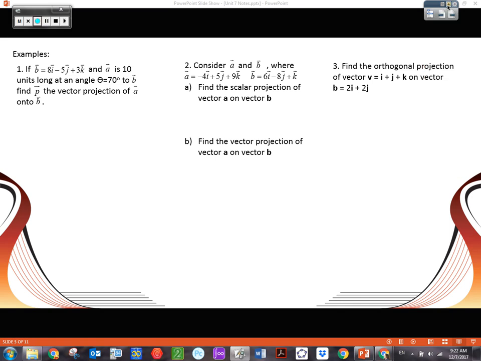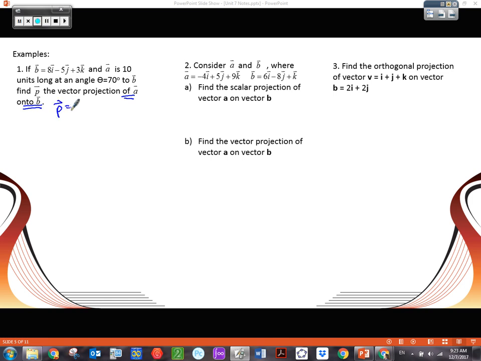Our first example, we have vector B. We're told that vector A is 10 units long at an angle of 70 degrees to vector B. Great. They want us to find P, which they are saying is the vector projection of A onto B. So A onto B, that's what we're looking at. We're finding vector P. In order to do that, we need the formula. So let's write the formula.